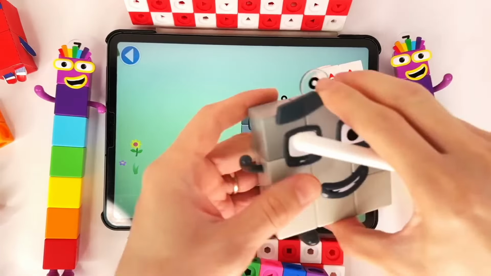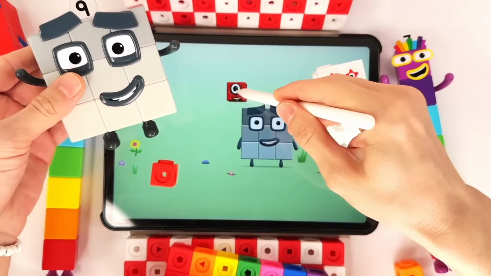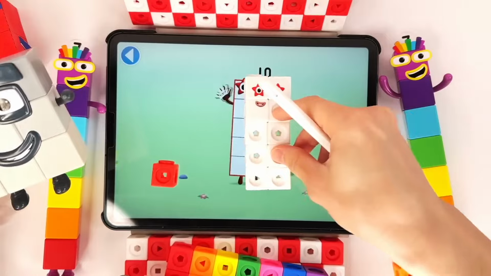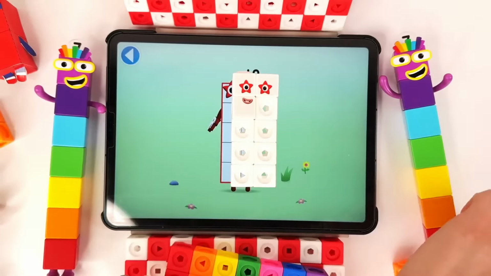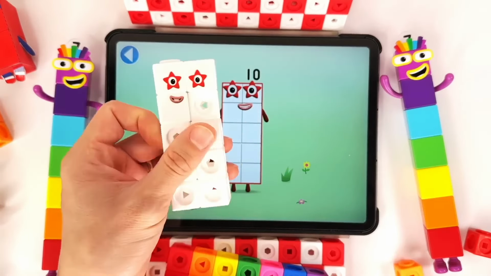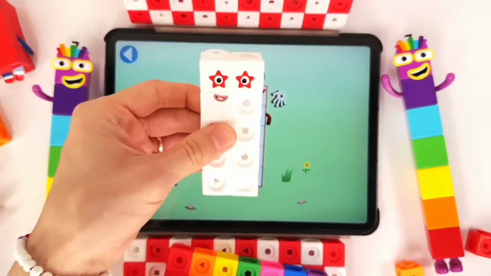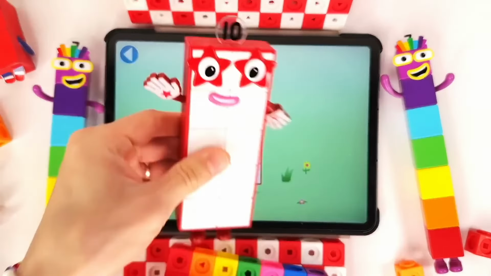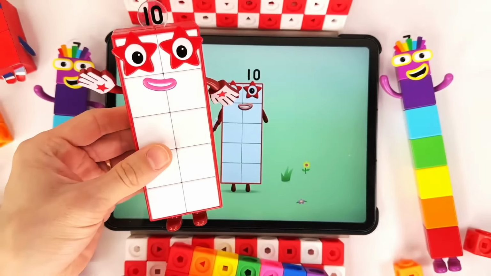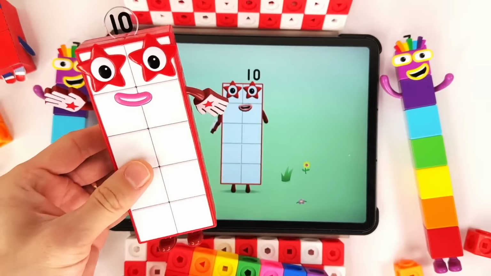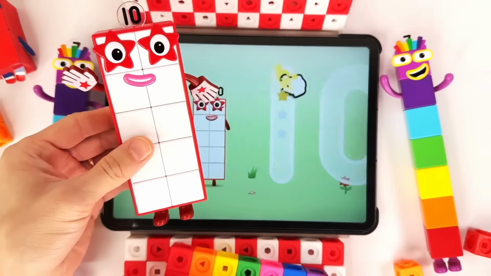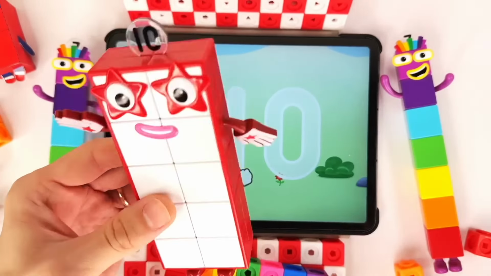Can you add one to nine and make number block 10? Plus 9, number block 1 equals 10. This is number block 10. Like this. Here I am, number 10. Time to make some friends again. No, like this.